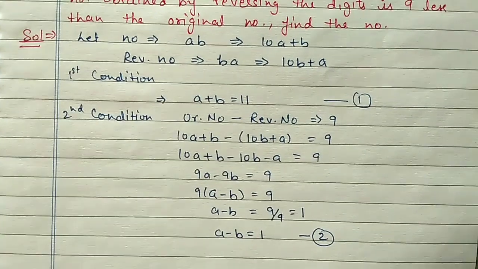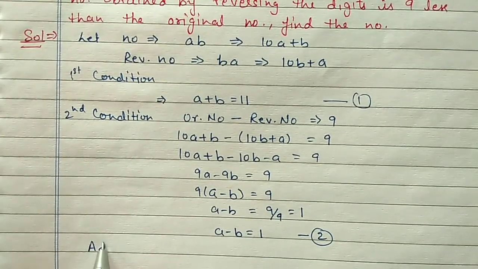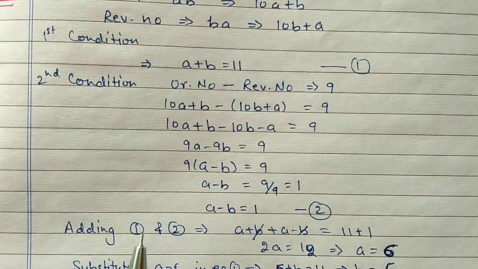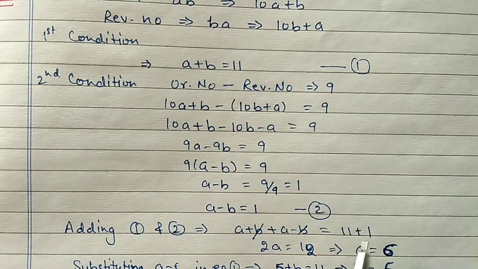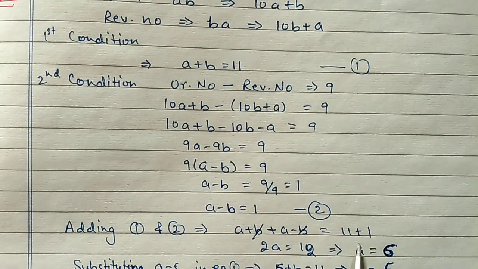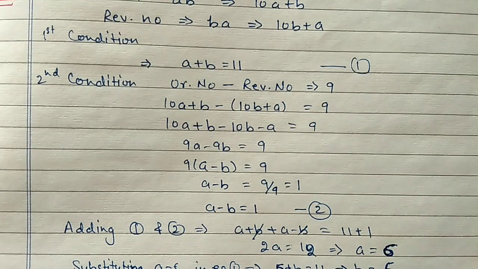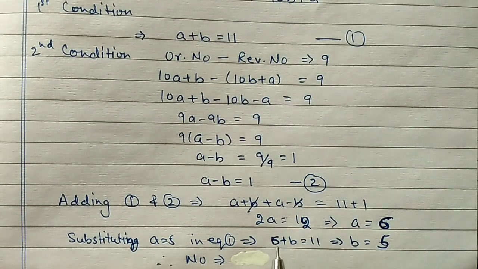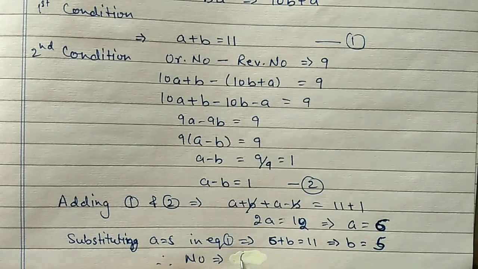If we add these two equations, then how to add? Add left side to left side and right side to right side. A plus B plus A minus B equal to 11 plus 1. So B and B will cancel out, 2A is equal to 12. So after shifting this to the other side, we will get A value is 6. This A value we can substitute in any one equation, equation 1 or 2. After substituting this A value, we will get B value is equal to 5. So the number AB will be 65.